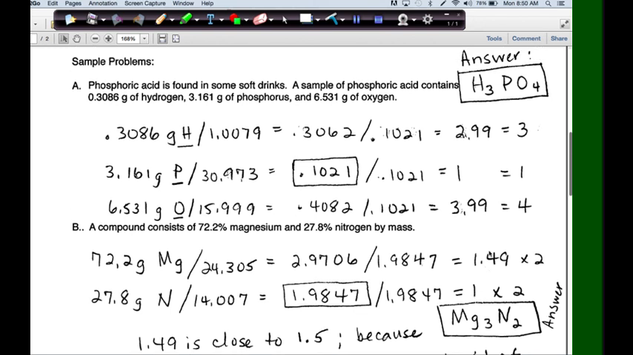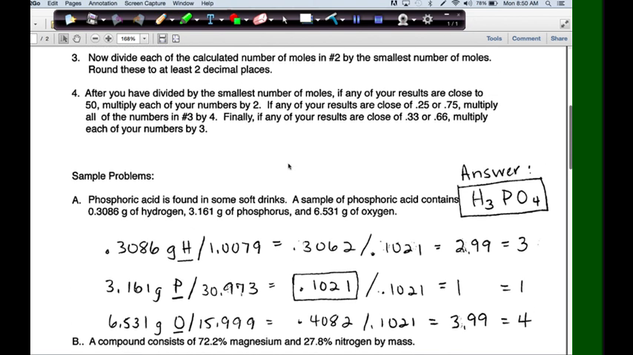Well, if you go back up here, it says step 4, after you've divided by the smallest number of moles, if any of your results are close to 0.5, please change that to 0.5, multiply each of your numbers by 2. See, we could ignore step 4 for problem A because they were so close to the next number that we could just round up.